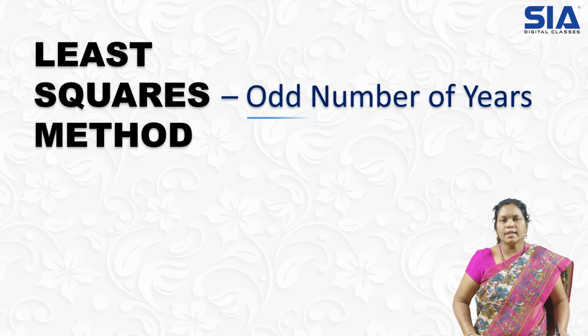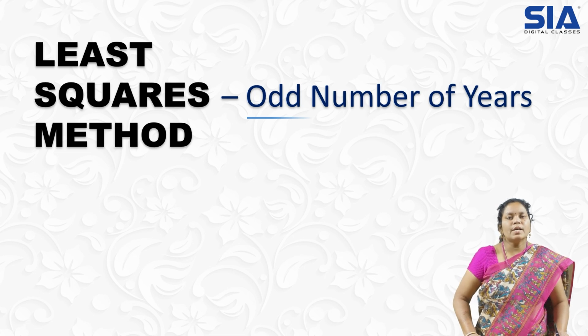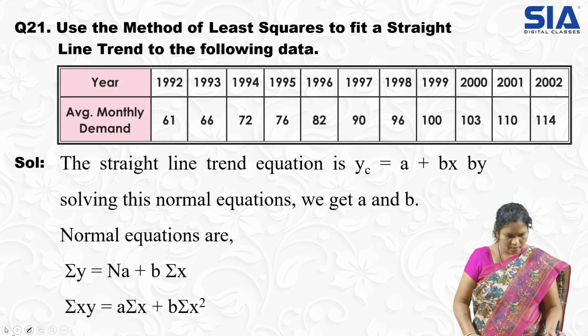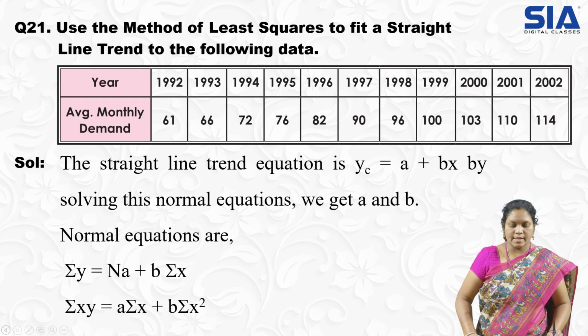So, in that again, based on the years, we have two methods. One is an odd number of years, another is an even number of years that we'll have in the question. Today, let us discuss this least square method when an odd number of years is mentioned. So, here we have an example.